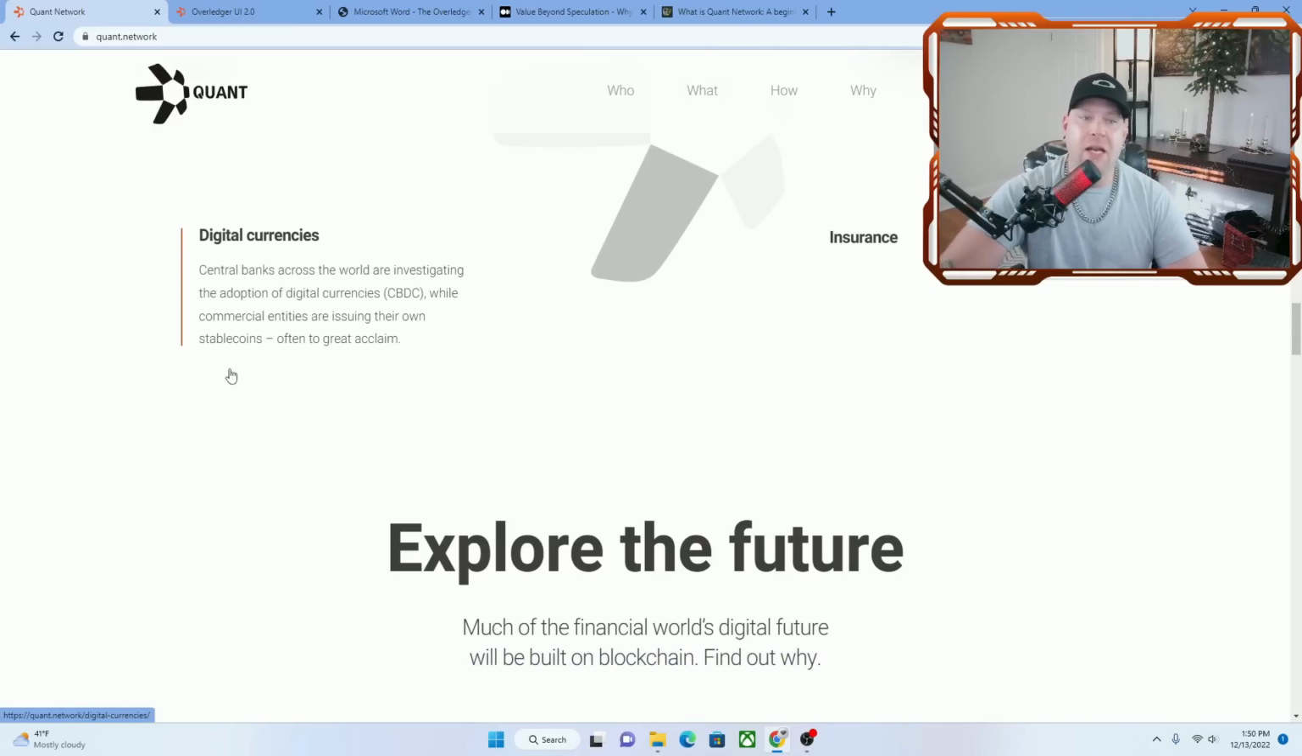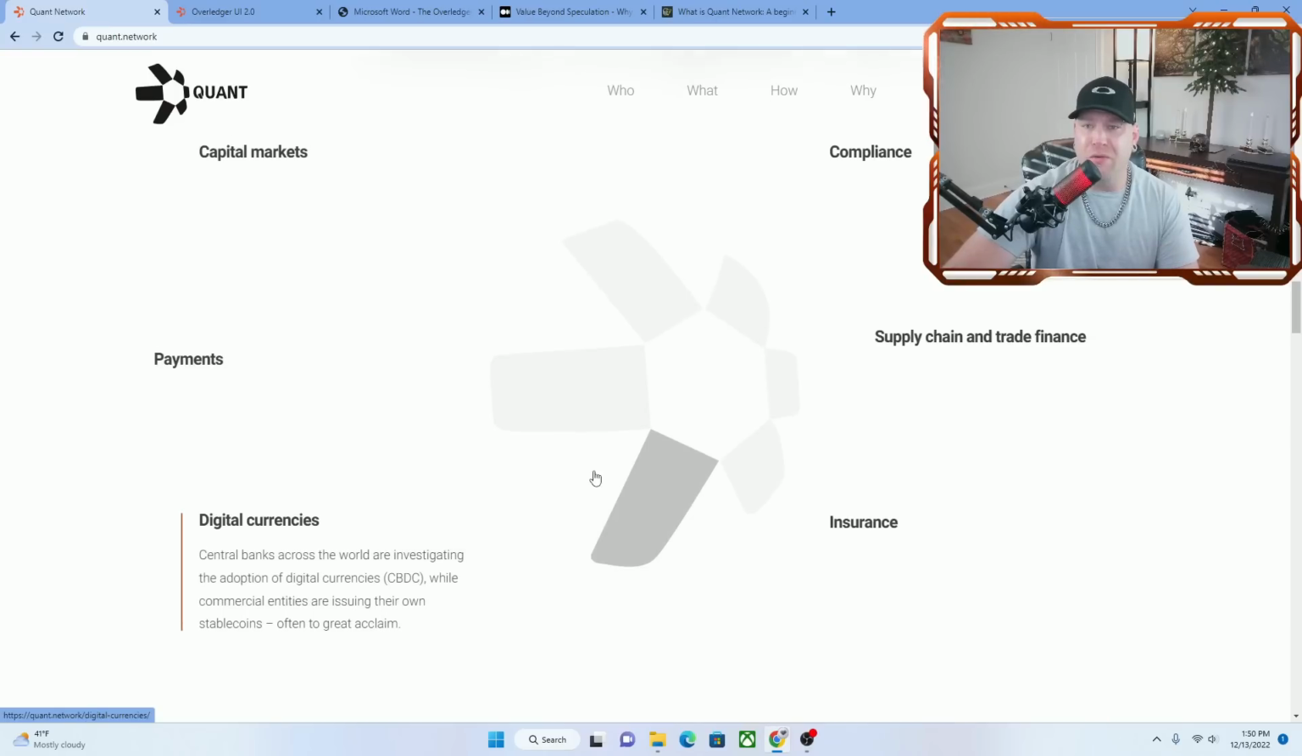Digital currencies. Central banks across the world are investigating the adoption of digital currencies, the CBDC, while commercial entities are issuing their own stablecoins, often to great acclaim. This has been known about since 2019. In Ripple, XRP, you've seen them trying to dabble in banking and credit cards as well. So you've already known that adoption of cryptocurrencies has been going on. So this is nothing new over here.